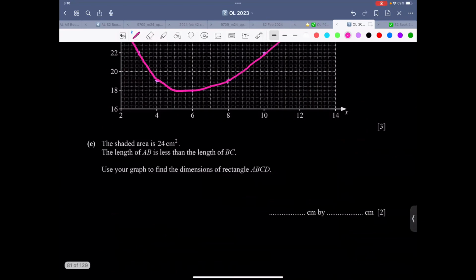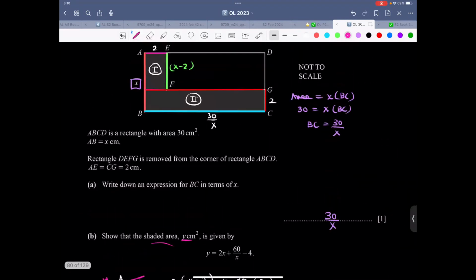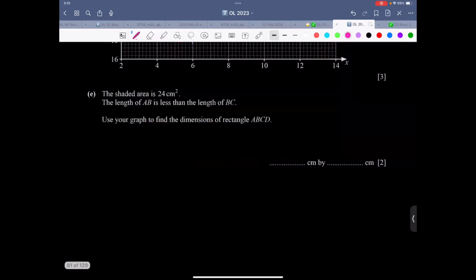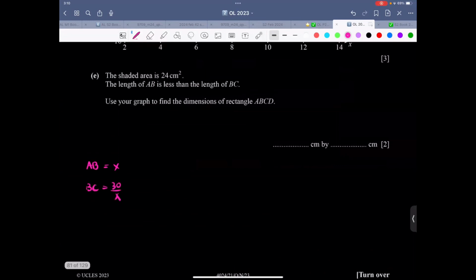Now it says that the length of AB is less than the length of BC. So there is AB, and BC is 30 over X. So we have to decide later on. AB is X. Just hold for a second. So AB is X and BC is 30 over X. Use your graph to find the dimensions of the rectangle ABCD.